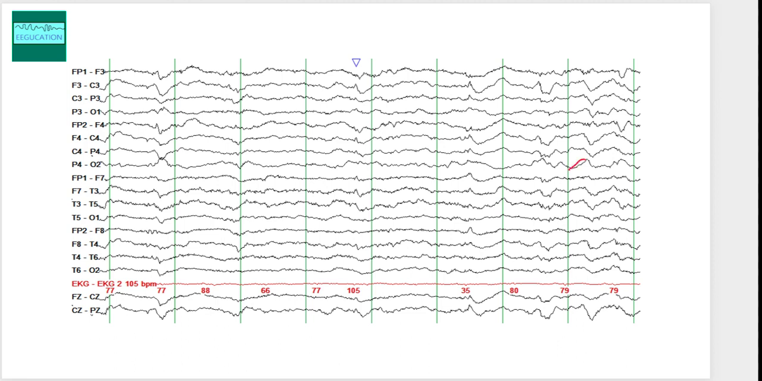You are able to see the delta activity. You are able to see the slowing. You are able to see some theta activity that's overriding the delta activity. But this EEG does not look as bad as the other EEG that I showed you.